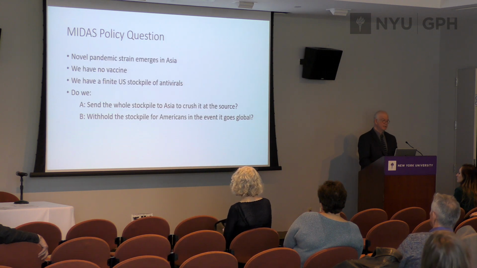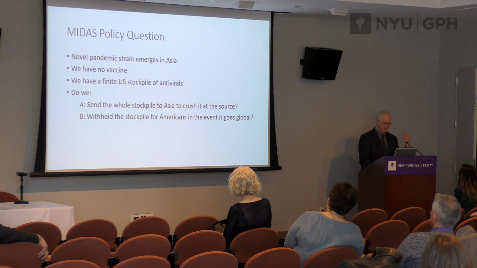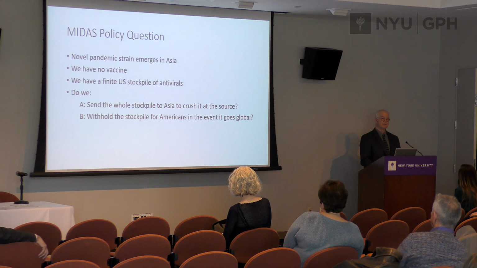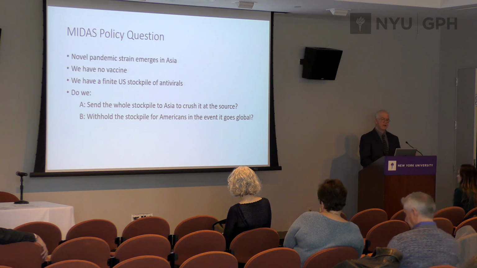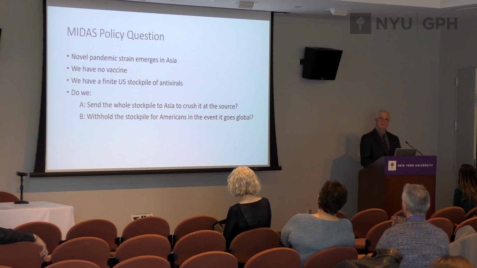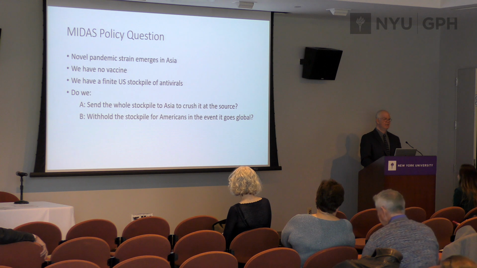So the question was this. Here's the policy question. Suppose a novel pandemic strain emerges in Asia. We have no vaccine. We have a finite stockpile of antiviral drugs. Modelers, do you, A, send all the stockpile to Asia to crush the thing at its source, or do you withhold the stockpile for your Americans in the event that it goes global, and give us your answer tomorrow? Right? That's a really clear question. Can't get at it without models.